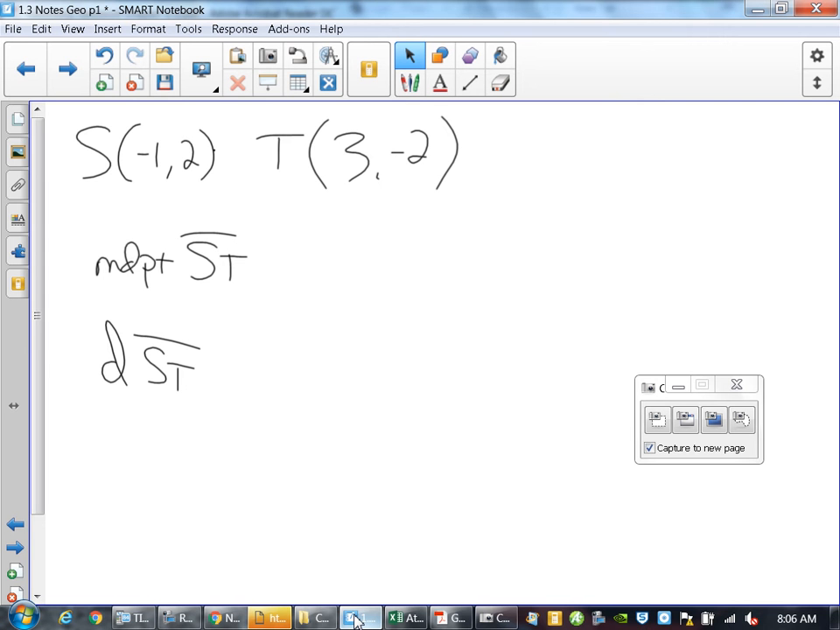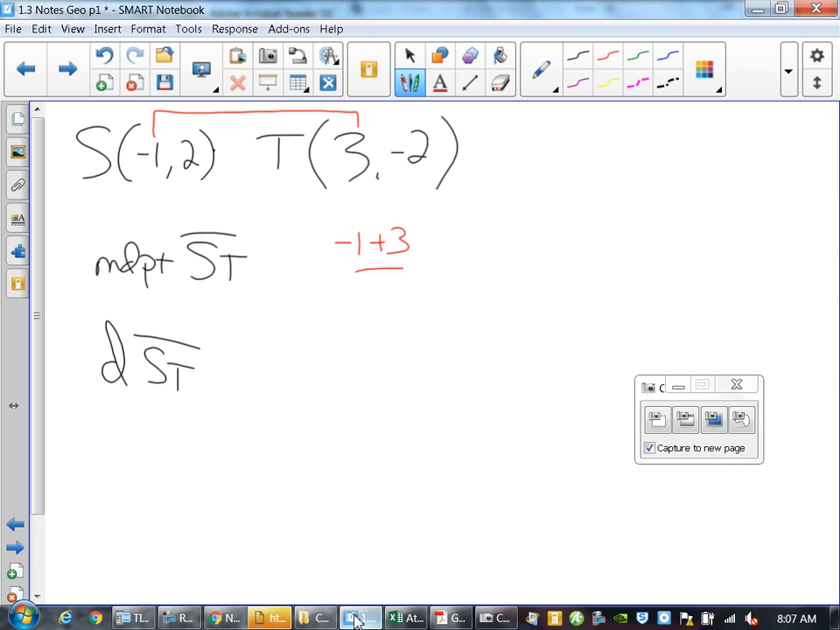Midpoint. Now remember, when you find a midpoint, the easiest thing to do is we're just finding the average of the x values. We're finding the average of the y values. So what's negative 1 plus 3? 2. When you find the midpoint, you're finding the average of them. You're going to add them together and then divide by 2. So negative 1 and 3 is 2. Half of 2 is 1.